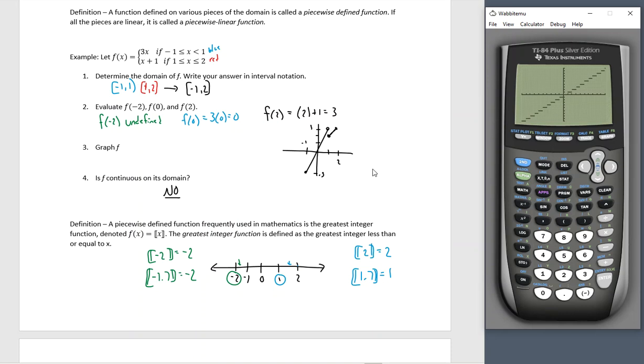All right, that's it for part 1 of more modeling with functions. We're going to talk about some direct variation next in part 2. Thanks for listening.